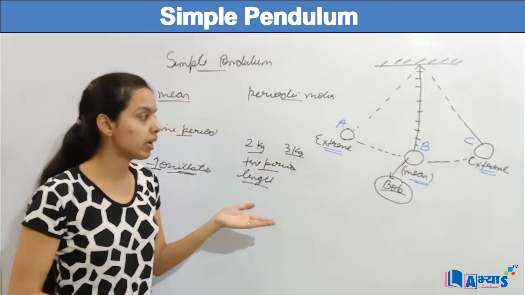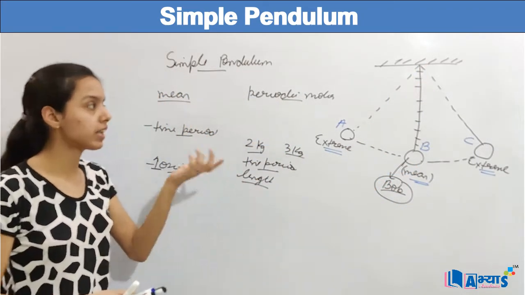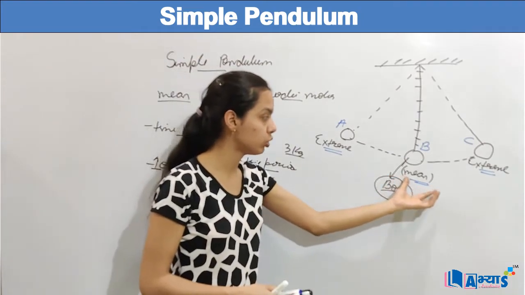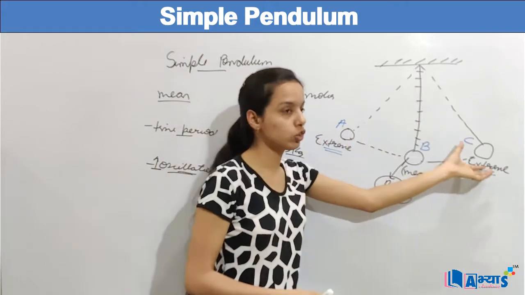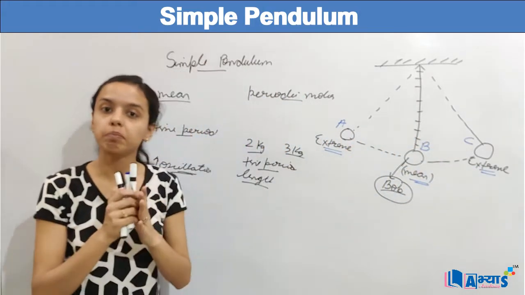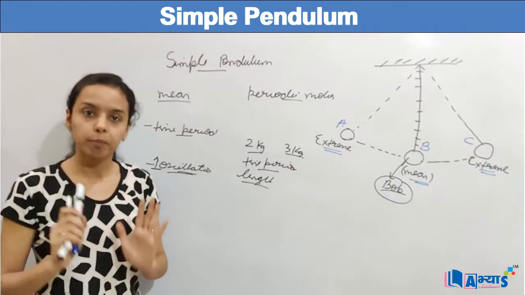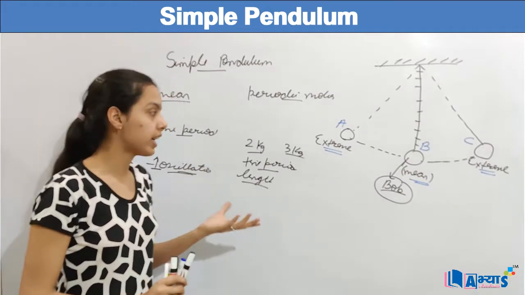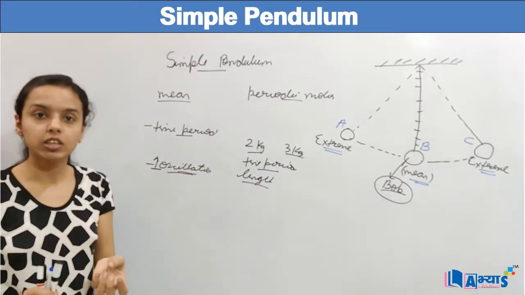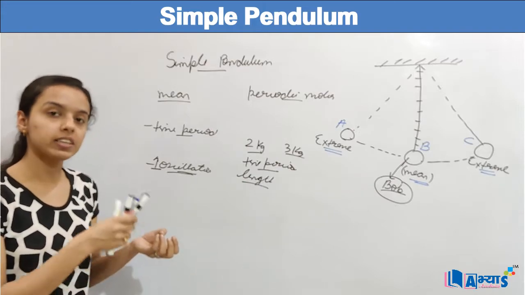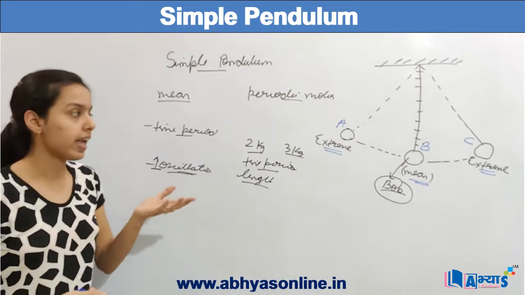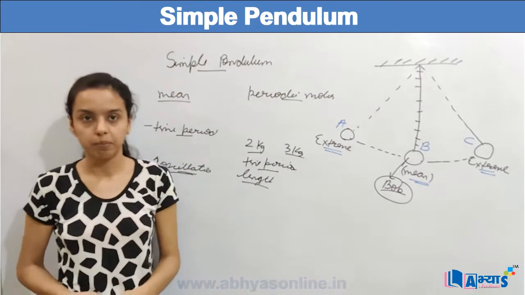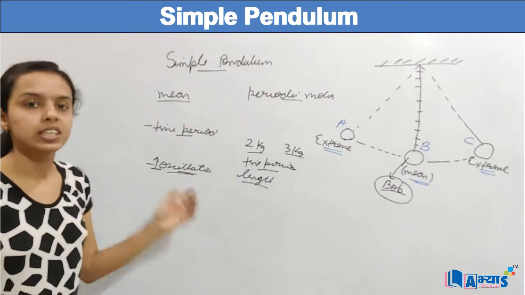So this was everything about the simple pendulum. We have discussed the mean position, that is, it is at rest. Then we have discussed the two extreme positions, that means it is at maximum distance from the mean position. And then we have discussed the oscillation, that means when the bob comes back, covering the whole motion to the original point, it is known as one oscillation. And then we have discussed the time period. So this was everything about the simple pendulum.